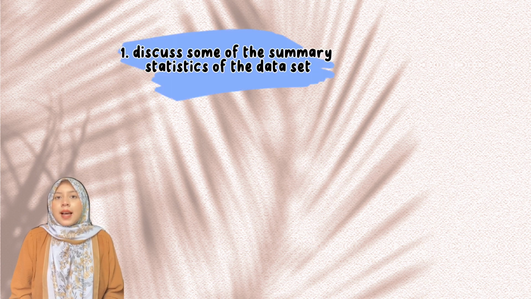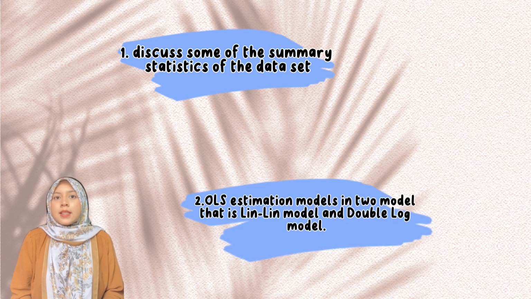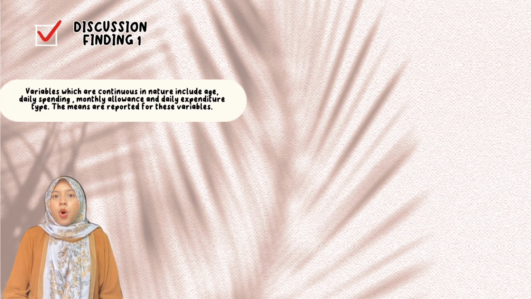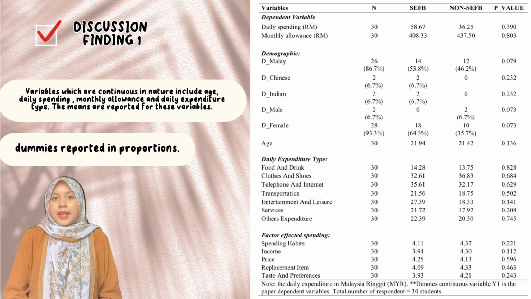There are two main parts to this section. First, discuss some of the summary statistics of the dataset. Then discuss the main findings from the OLS estimation model in two ways: first, linear, and second, the double log model. In this table, variables which are continuous in nature include age, daily spending, monthly allowance, and daily expenditure type. The means are reported for these variables. The remaining variables are dummies reported in proportions.